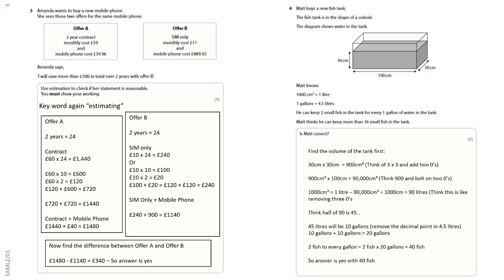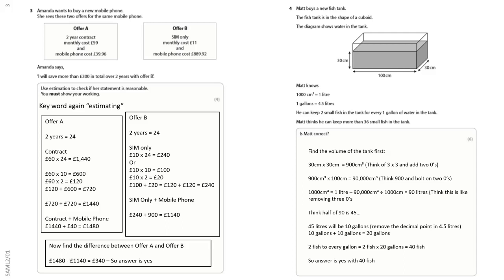It's still your 2 years, 24 months. Similarly, 10 times 24, 240. Or if you wish, 10 times 10 equals 100. 10 times 2 equals 20. Add those all together and you get your 240. So 240 plus 900 equals 1140.